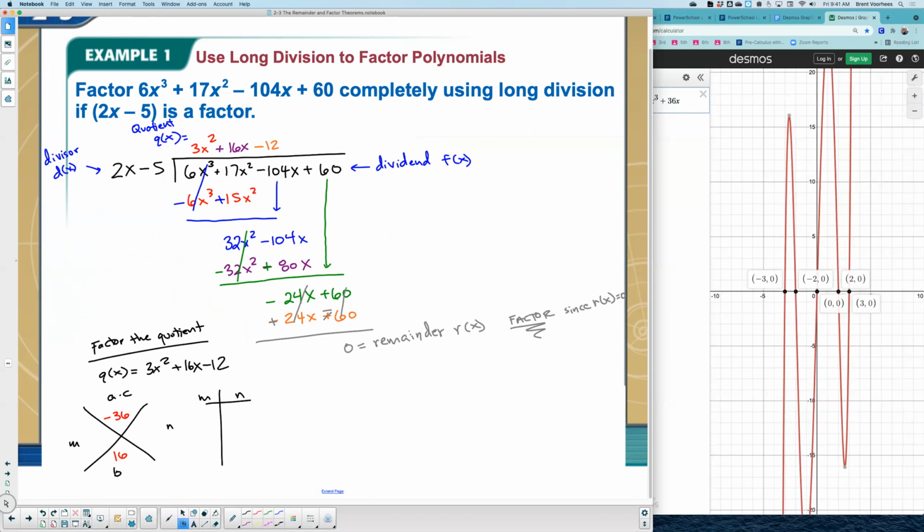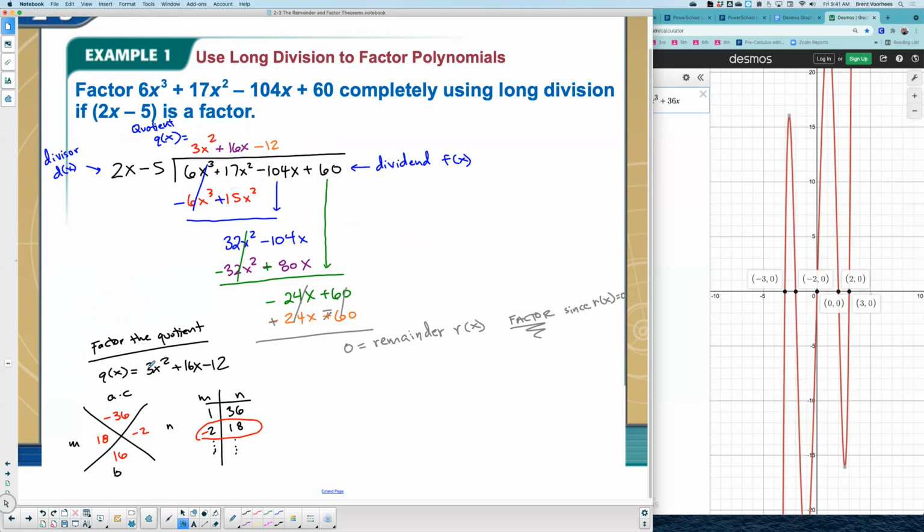18 and -2. Okay, so I'll write 1 and 36, 2 and 18. But we're going to circle up 2 and 18. So how do I make it be a positive 16? You said it's 18 minus 2. I like to reorder it here so it seems in order. 18 minus 2 is 16. 18 times negative 2 is negative 36.